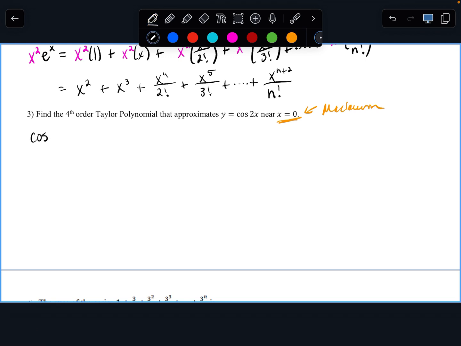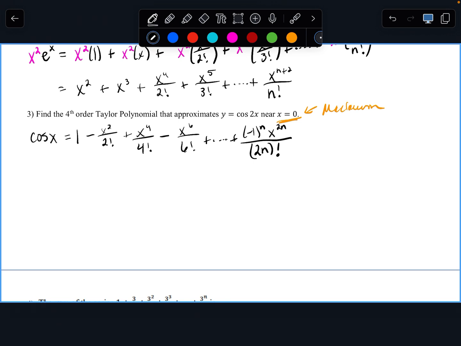So my strategy for this one is, cosine of x, I know what it is, right? It's 1 minus x squared over 2 factorial plus x to the 4th over 4 factorial, x to the 6th over 6 factorial. And then it's alternating, changing sign. All the powers on the x are even, and it's always an even factorial.